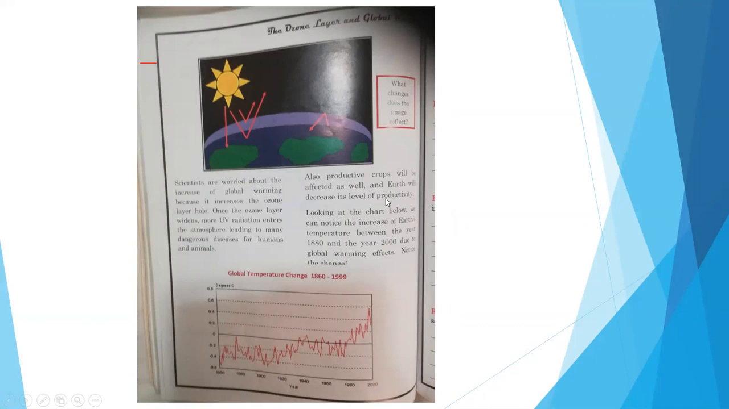Okay, crops, we need food. This damage that global warming causes is also dangerous to our crops and our plants and our foods. Looking at the chart below, we can notice the increase of Earth's temperature between the year 1880 and the year 2000 due to global warming effects. Notice the change. And here you can see this graph.